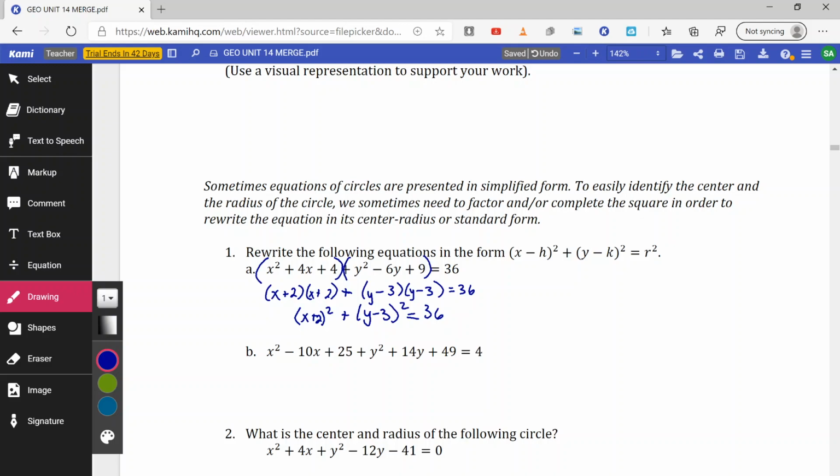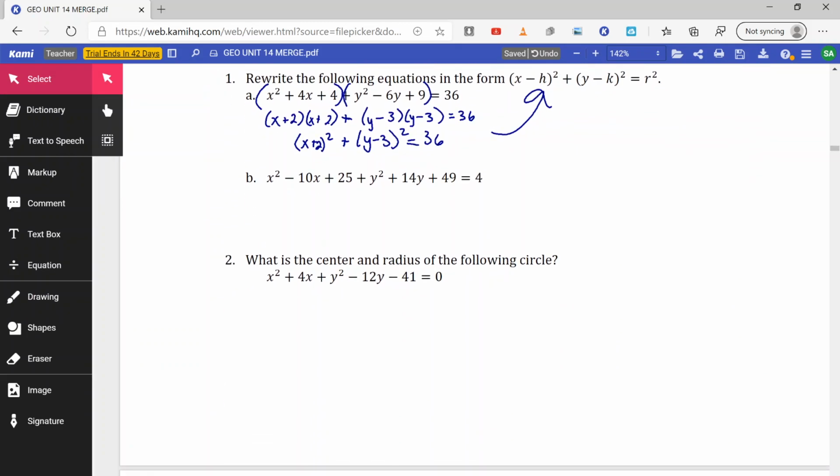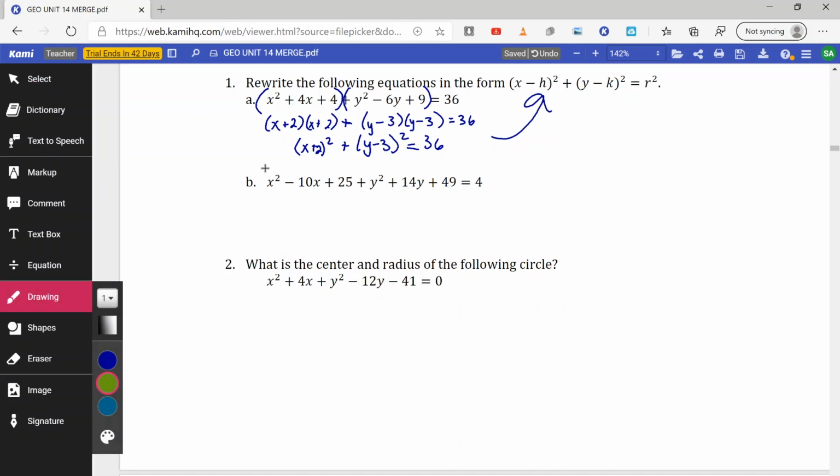So notice we were able to group the first trinomial together to create our (x minus h) squared, and then group our y's together to get (y minus 3) squared equals 36. So this is now in the correct format. And we can do the same thing with our second option here, x squared minus 10x plus 25 plus y squared plus 14y plus 49 equals 4. It's already set up where I'm able to group the first three together and the second three together.